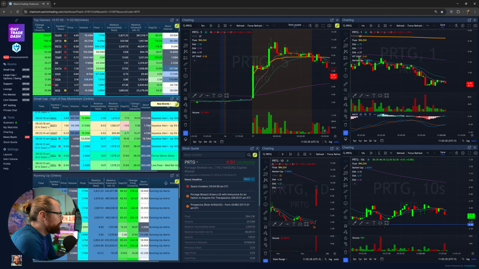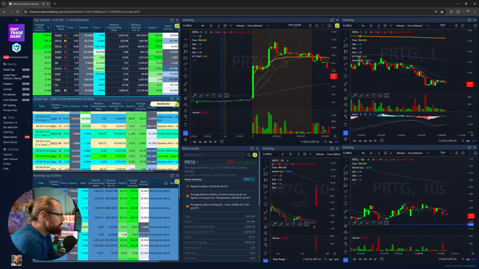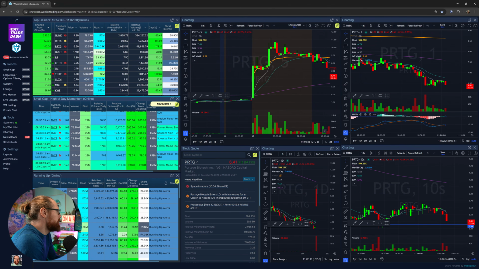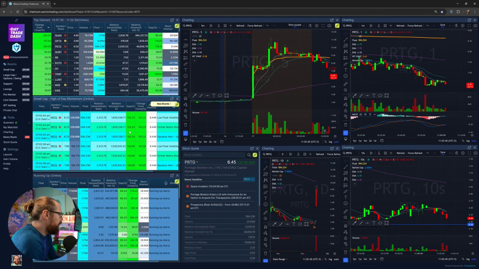So you can see as I'm scrolling back here, these are all the different stocks that hit my scanners this morning. And every time a stock hits my scanner, I do my due diligence on it. I ask myself, what's the price? What's the float? What's the catalyst? Does this stock have a reason to move higher? And then what's the chart look like?